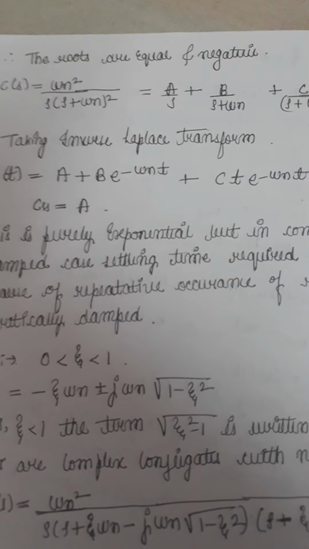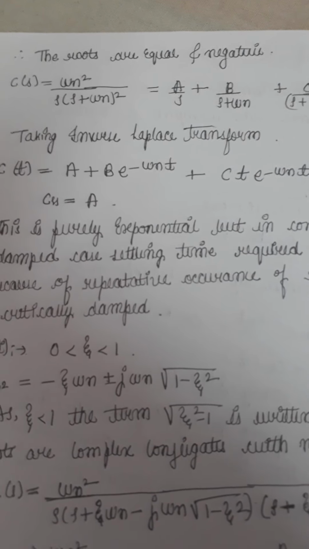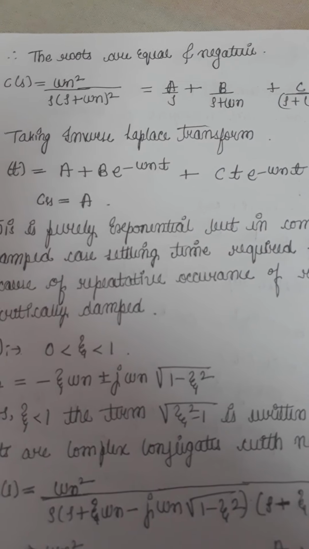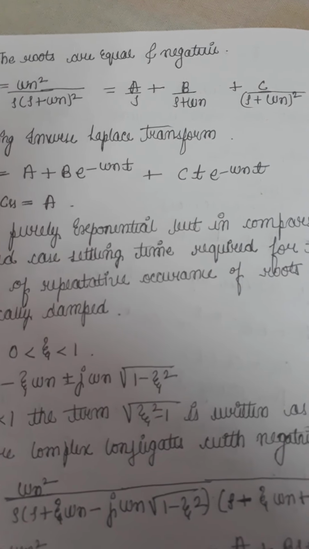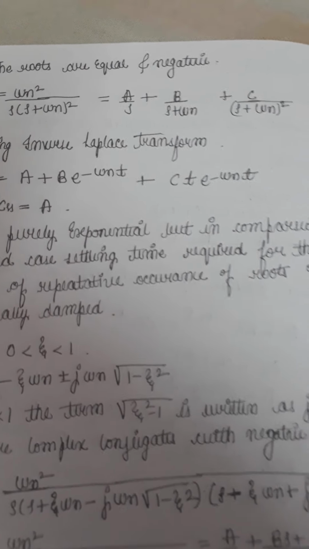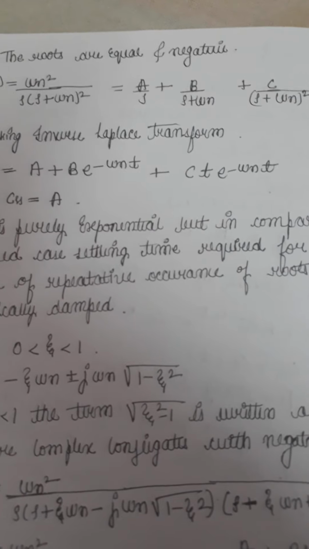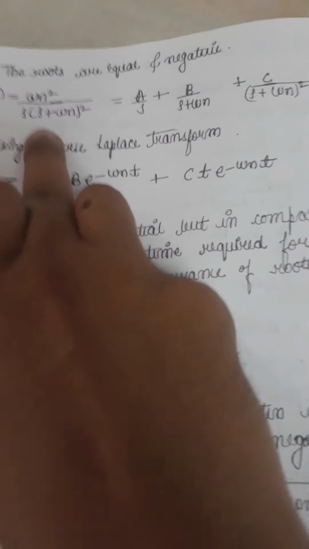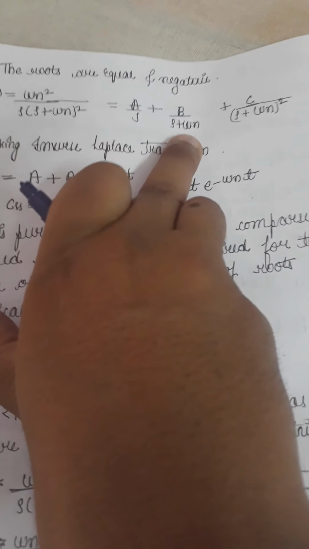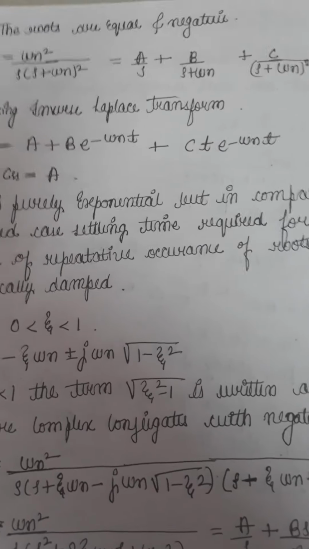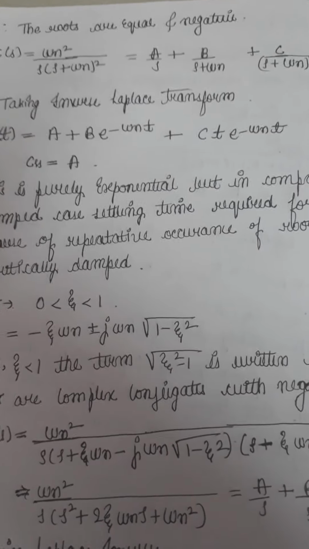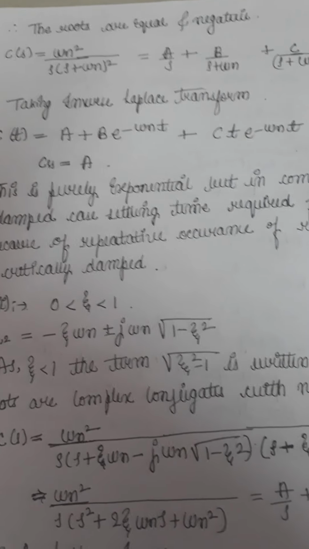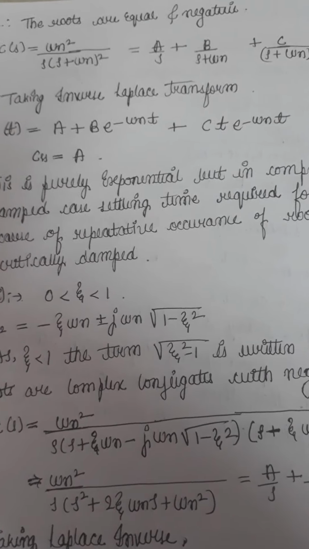Okay, so if we substitute those root values, c of s is equal to omega n square divided by s into (s plus omega n) square, again by using partial fractions. That is, omega n square divided by a into (a plus b) whole square can be written in terms of partial fractions. The first term we write a divided by s, the second term b divided by s plus omega n, and the third one c divided by (s plus omega n) square. Again if you take its inverse Laplace transform, we'll get this. Again css is equal to a here, and the outputs will again be exponential only.